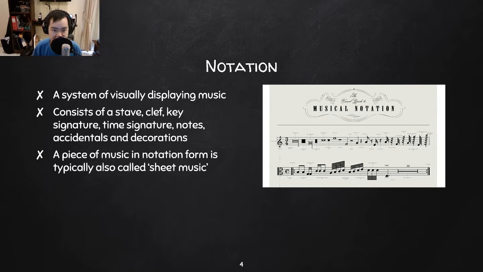terms. I'm not going to explain the ones I've already explained: notes and accidentals.